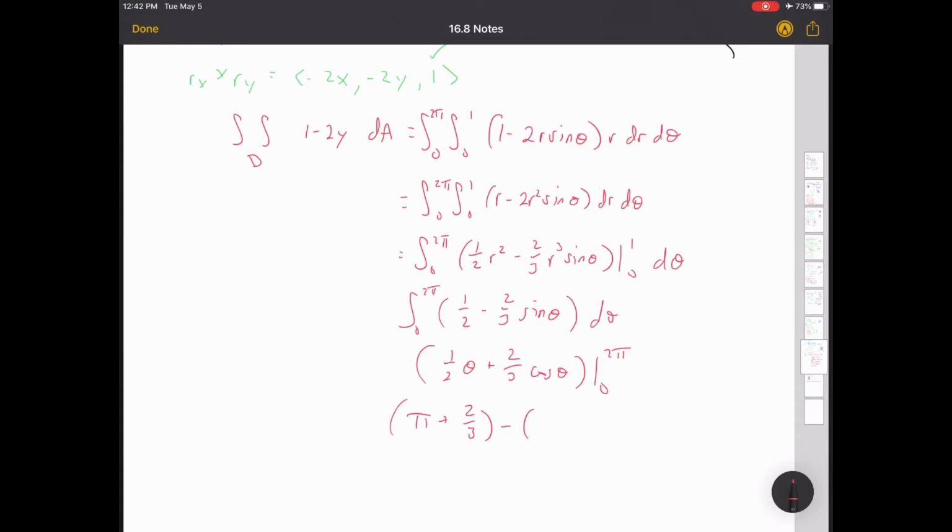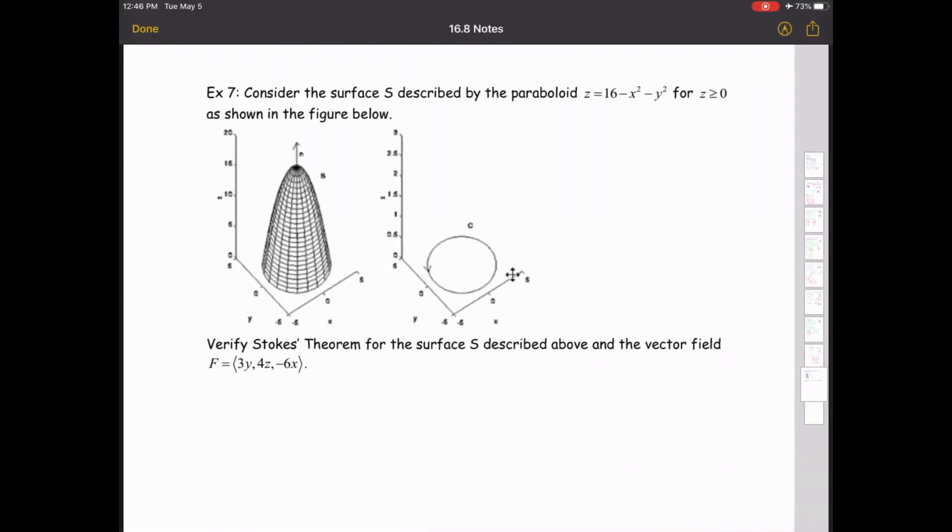Minus. Plugging in 0, you get 0, plus cosine of 0 is 1, so you get plus 2/3. So we get pi plus 2/3 minus 2/3, which again is pi. So it does work. We have verified Stokes' theorem. All right, example 7, last example for this particular section.